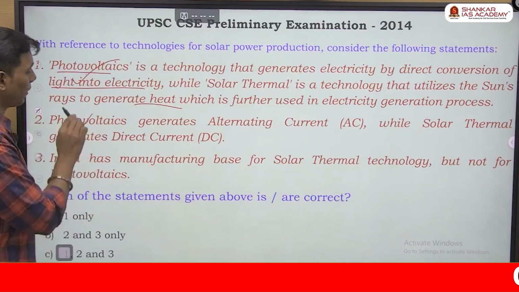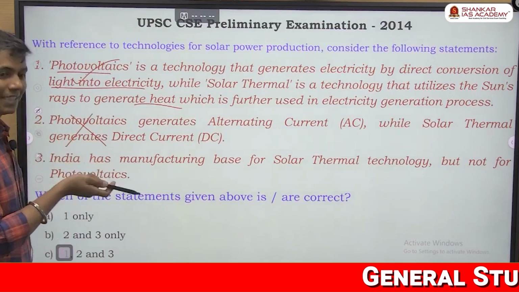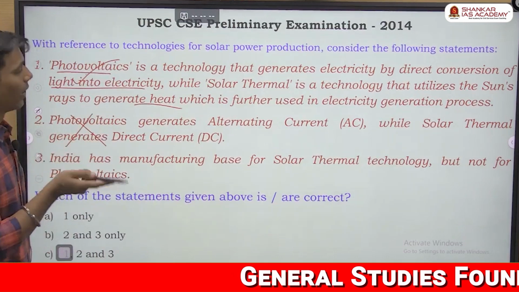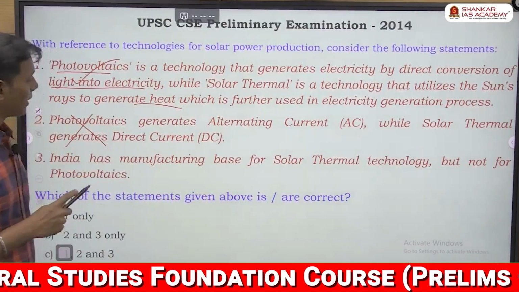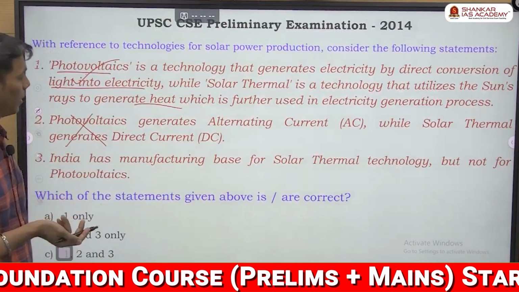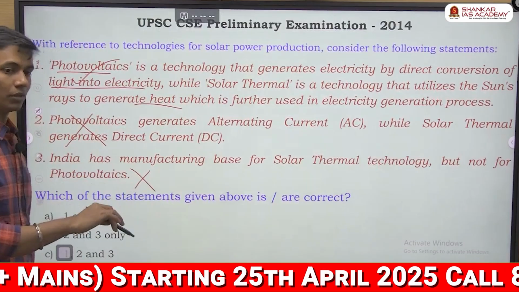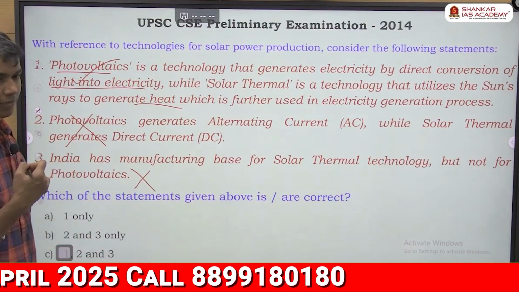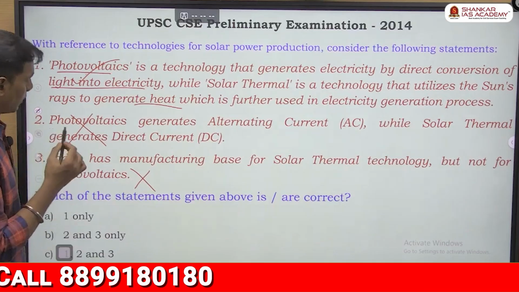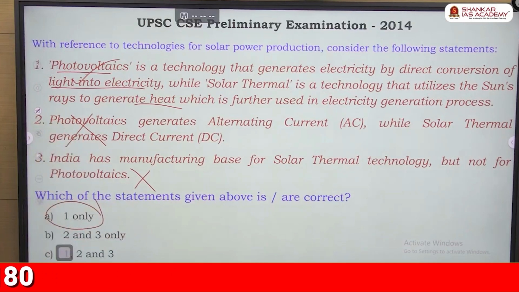This is a very familiar format in UPSC. They will swap it. Ideally, solar photovoltaic generates DC because it's a static component, and solar thermal will produce AC because it's a moving component. And then India has manufacturing base for solar thermal, but not for solar photovoltaic. No, we have manufacturing base for both, but demand is far higher compared to the supply. And that's why we are importing from China and other countries. The answer here should be 1-1. These are the type of questions you can expect from energy techs.